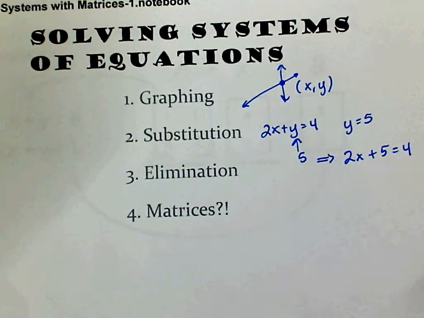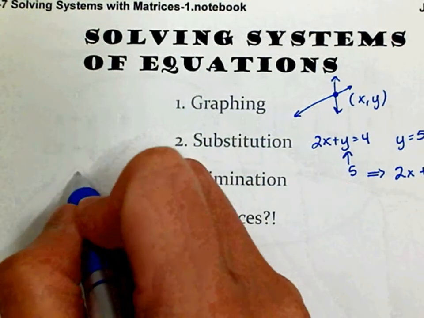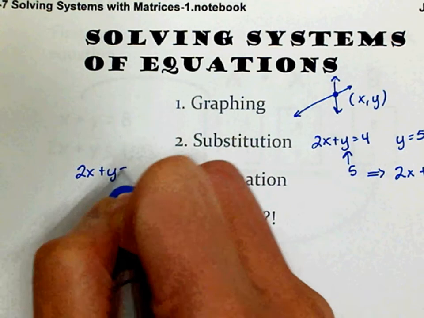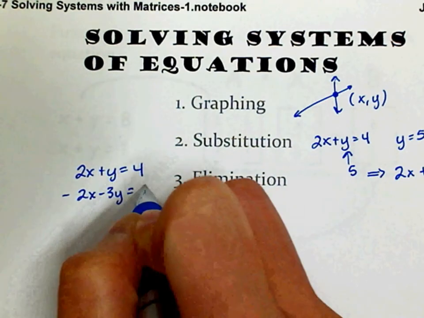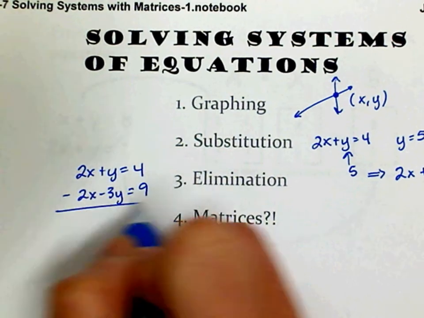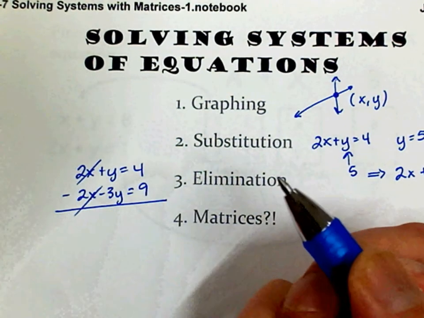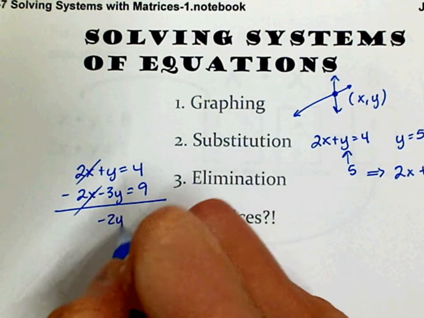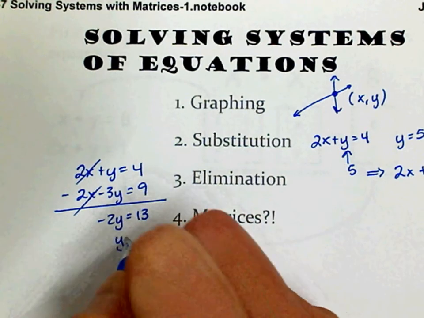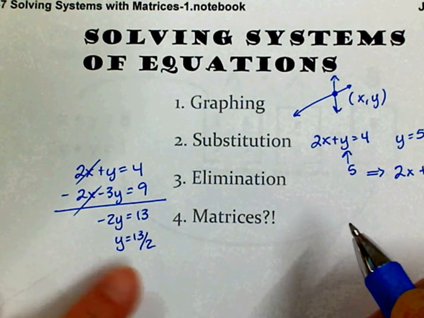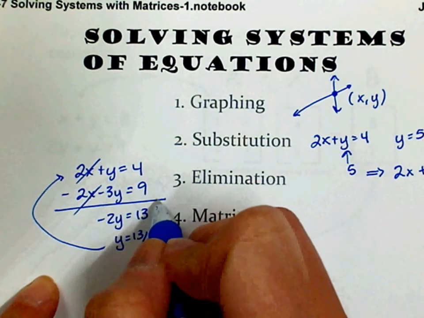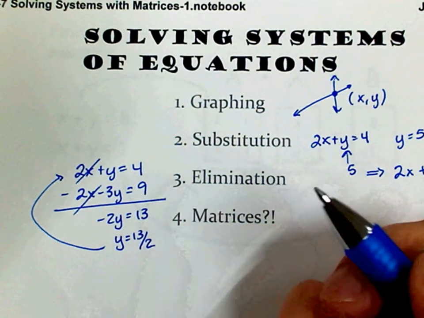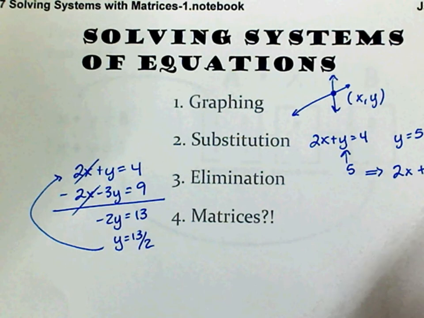You've also done it by elimination. An example would be 2x plus y equals 4, negative 2x minus 3y equals 9, and you would eliminate one of your variables, so that way you can solve for the other one. So you solve for y, you plug y back into this one or this one, and then you solve for x. So you've done that with elimination. So today we're going to learn to do it by matrices.